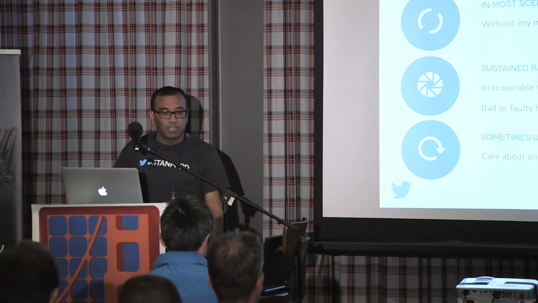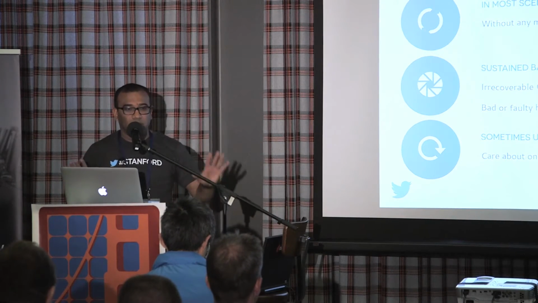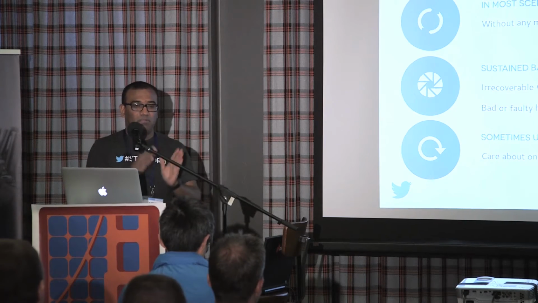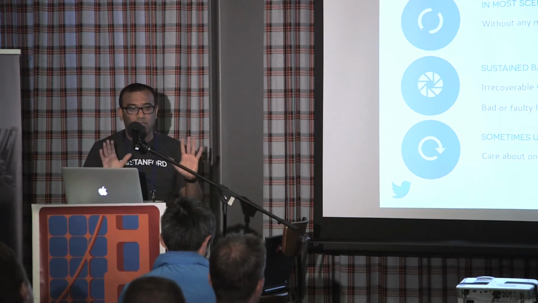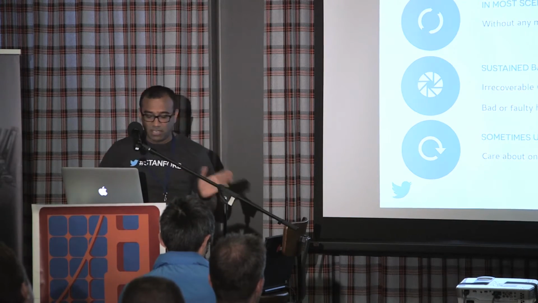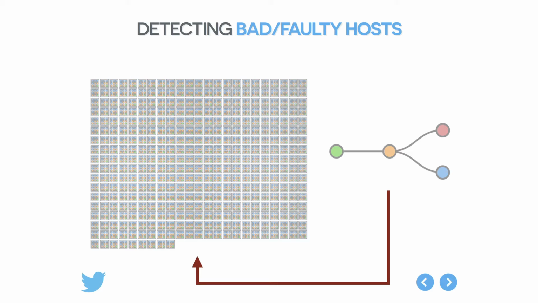And sometimes users prefer dropping off the data. Some people say, no, I want to be at the top of the queue always. If the processing is not done on time, we might lose some other result, but I don't mind being inaccurate. For that, we use sampling-based approaches. So then, how do you detect bad and faulty hosts?